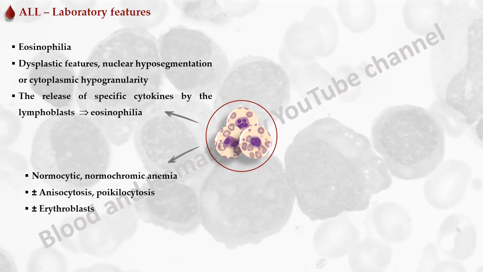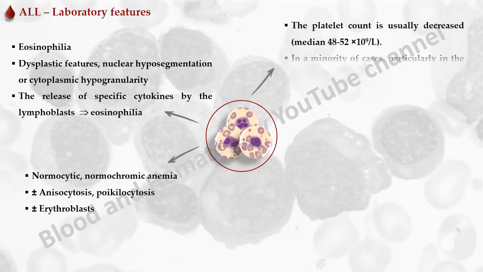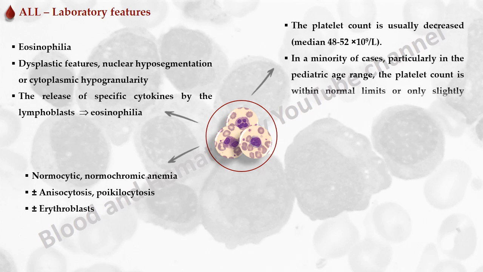Anisocytosis and poikilocytosis are not usually present. In some patients, particularly when there is very severe anemia, there are erythroblasts in the peripheral blood film. The platelet count is usually decreased. In a minority of cases, particularly in the pediatric age range, the platelet count is within normal limits or only slightly reduced.